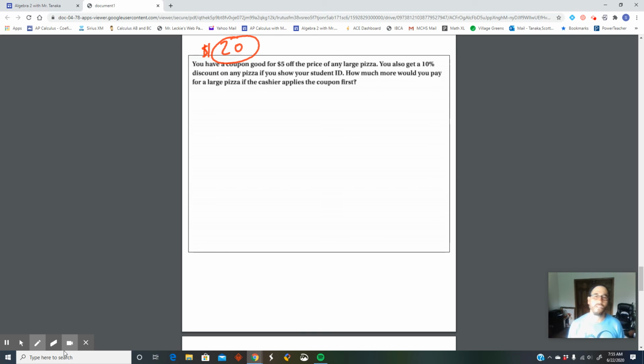All right, and then it says here, how much would you pay for a large pizza if the cashier applies the coupon first? We're going to actually break this in two. What happens if I do the coupon first? What happens if I take that discount first, right? Some of these stores are going to say it doesn't matter, but maybe it does. Let's see if it does.